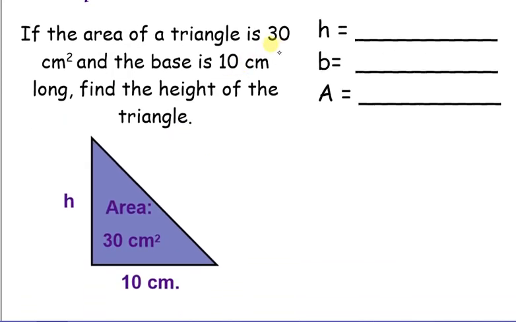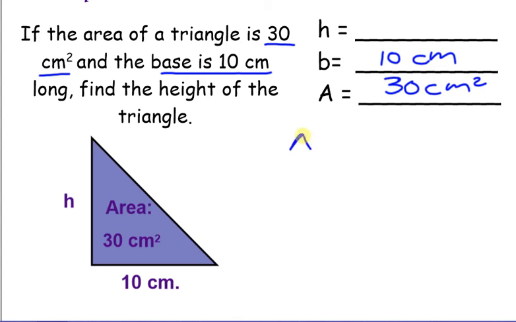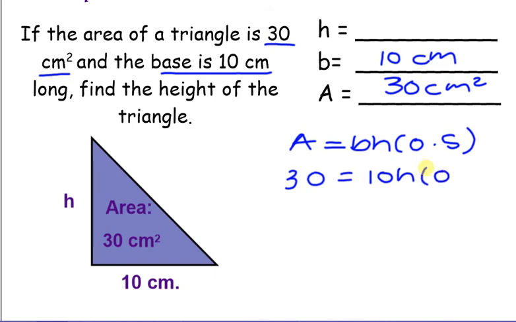If the area of a triangle is 30 centimeters squared, the base is 10 centimeters long, find the height. So the base is 10 centimeters, the area is 30 centimeters squared. Go ahead and set up your formula. Area equals base times height times 0.5. So the area is 30 equals, the base is 10, we don't know h, times 0.5. This is all multiplication, so you multiply it together. 30 equals 10 times 0.5 is 5, and then h.